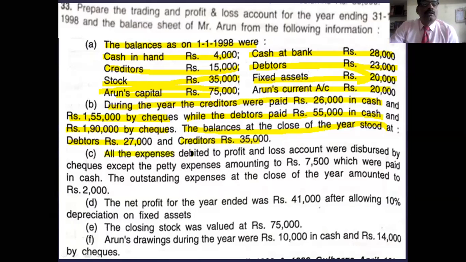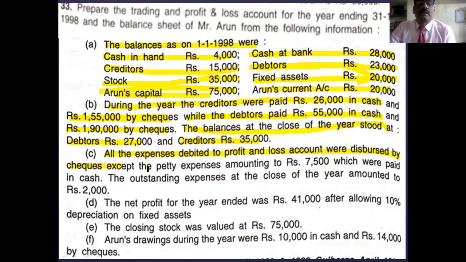All the expenses debited to P&L account were disbursed by check. Okay. The firm's policy is all the expenses are to be paid by check, means payment made by bank. Okay, so all the expenses you have to write in the bank account, not in the cash account. Remember this. All the expenses you write in the bank account.